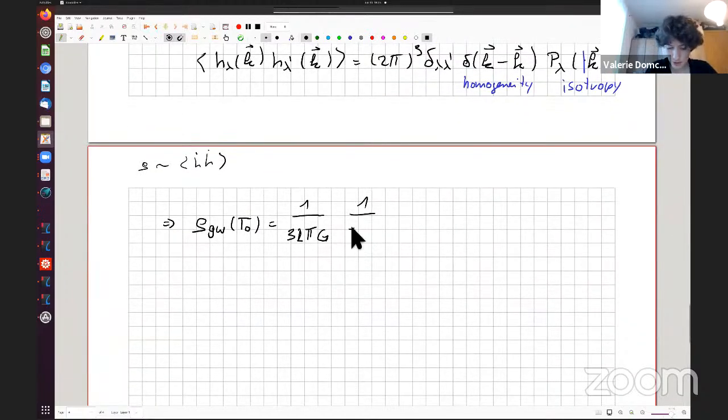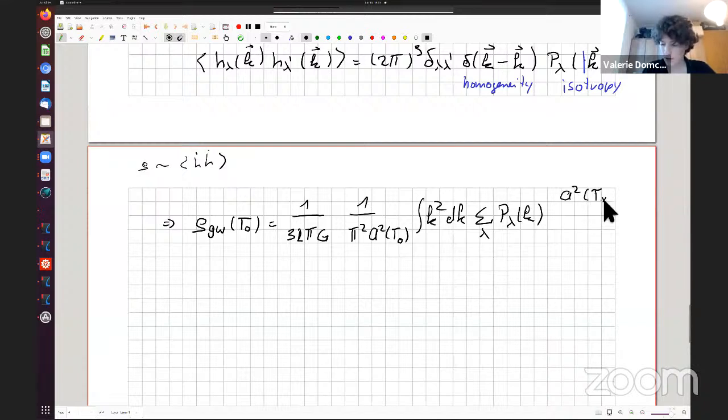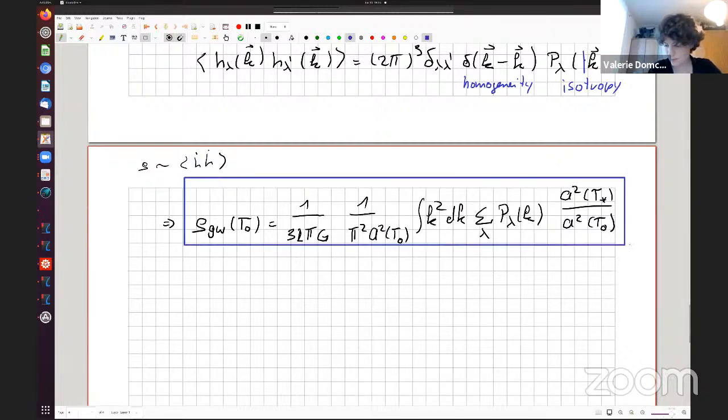So this will give you a pi squared and an a squared of tau naught, and then you have the d3k integral. You will have from this two-point function the power spectrum, and then you will have the transfer function squared. So a squared of tau star divided by a squared of tau naught. Okay, so this is essentially our final expression for the energy density in gravitational waves in an expanding universe.